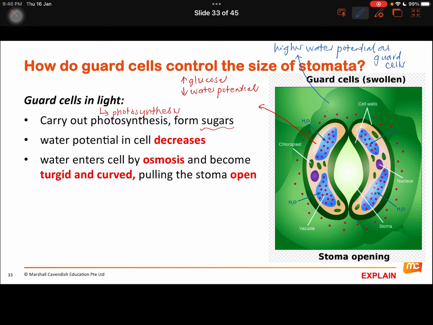So what would happen to the guard cell? Water would start to enter into the guard cell, right, from the neighboring cell via the process of osmosis, and this causes the guard cell to become turgid. And when it's turgid, it changes its shape and will curve outwards, pulling the stoma, the size of it in the middle, alright, to open widely.